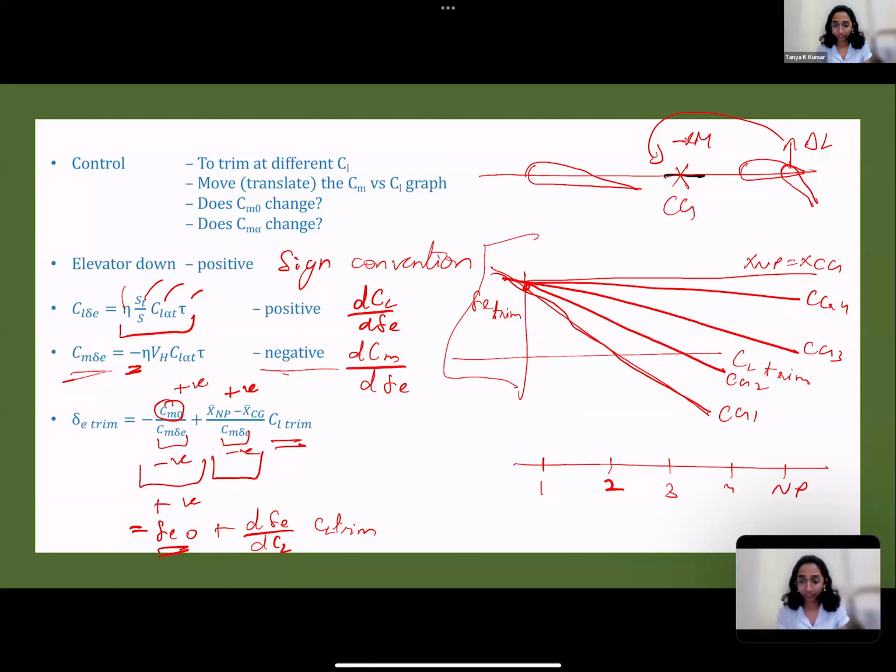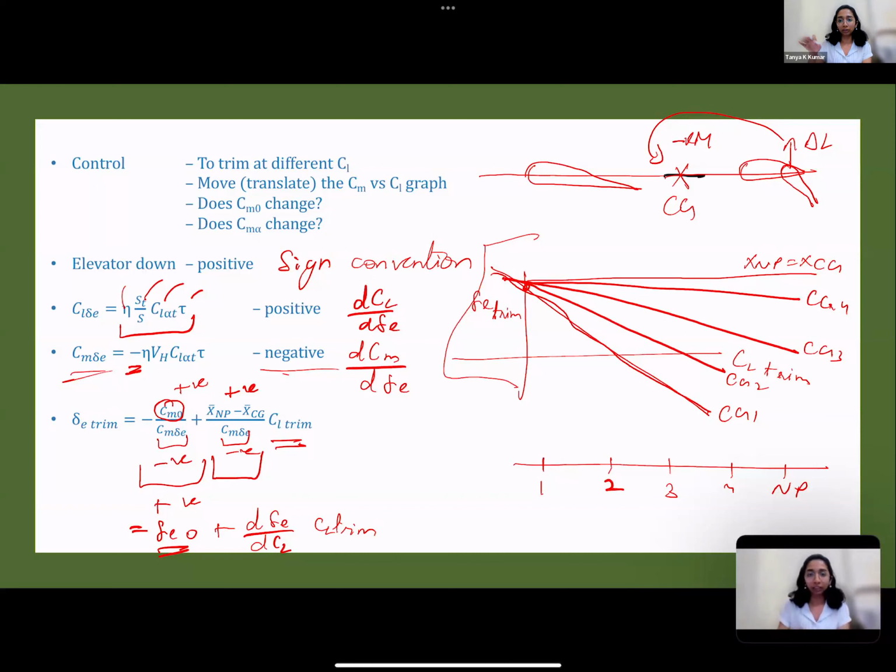Yes, then why don't you remember what delta E was? Delta E is the deflection of the elevator. We had discussed this extensively. How can you not remember? No, you don't have to say sorry, but it's okay. So delta E is the deflection of the elevator. It's a deflection of the control surface in the pitching moment direction, elevator delta E.